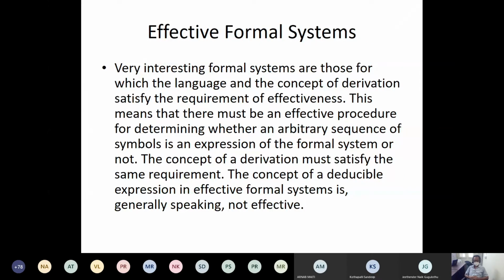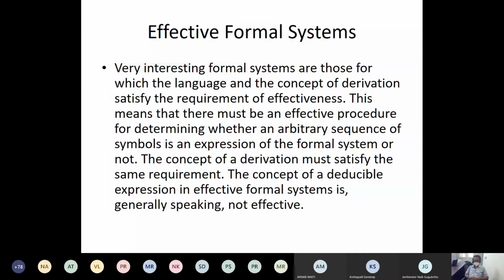Effective formal systems. Very interesting formal systems are those for which the language and the concept of derivation satisfy the requirement of effectiveness. That means we have, essentially, algorithms for one thing for determining whether a given expression is a well-formed formula or not, and if it is, and if it is derivable, then we should be able to get that derivation. So this means that there must be an effective procedure for determining whether an arbitrary sequence of symbols is an expression of the formal system or not. The concept of a derivation must satisfy the same requirement.